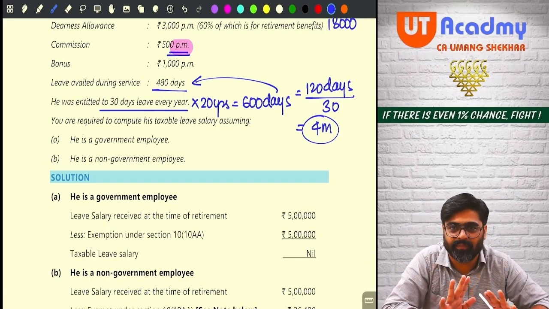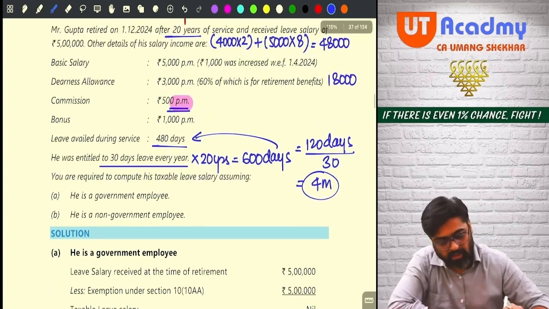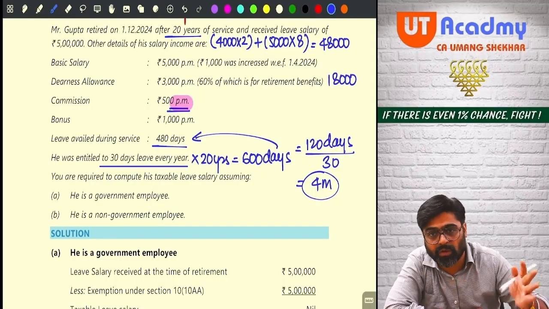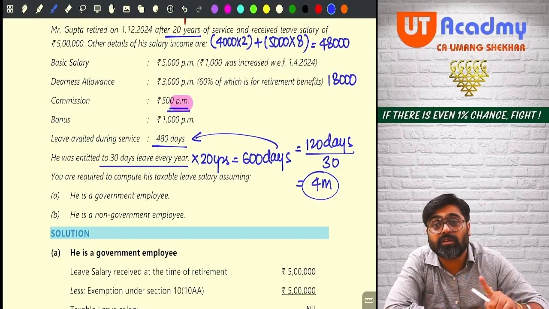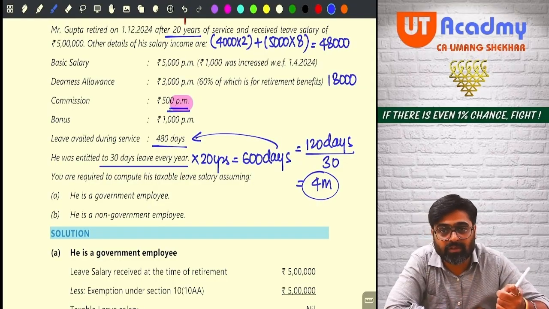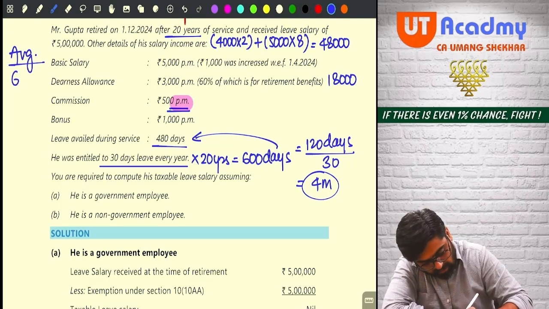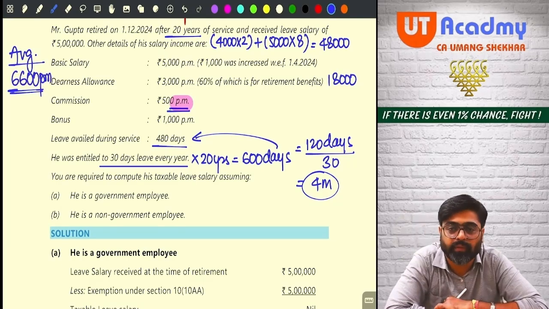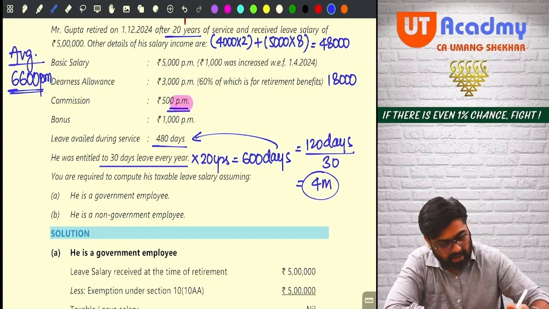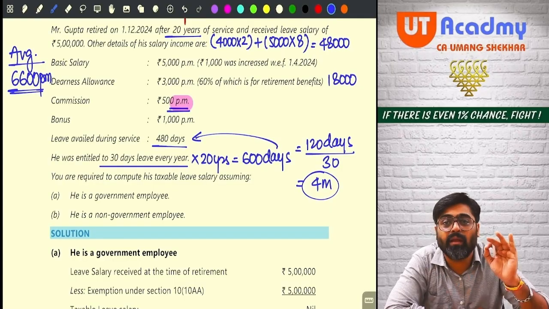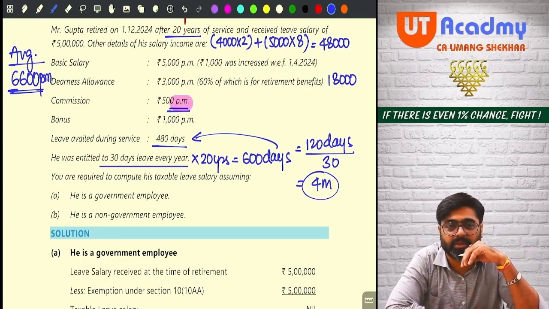Got it? Now tell me, can you calculate average salary? Basic is 48,000, DA in terms is 18,000, no turnover commission. So it is 66,000. 66,000 divided by 10, you will get average salary 6,600 per month. Yes or no? Average salary done and leave credit also done. You will now be able to calculate the exemption very well.